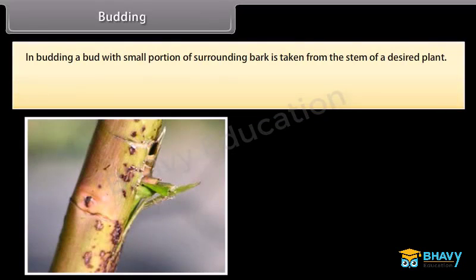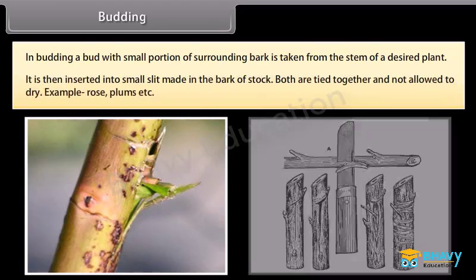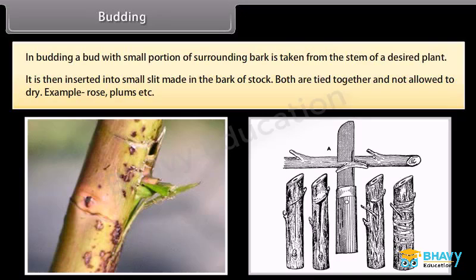Budding. In budding, a bud with a small portion of surrounding bark is taken from the stem of a desired plant. It is then inserted into a small slit made in the bark of the stock. Both are tied together and not allowed to dry. Example: rose, plums, etc.